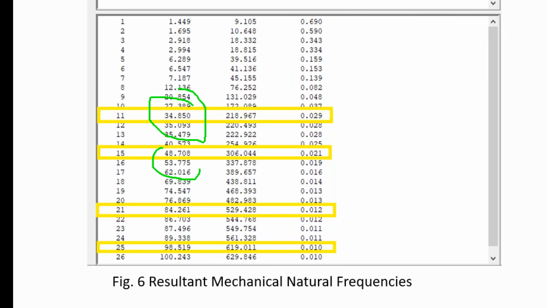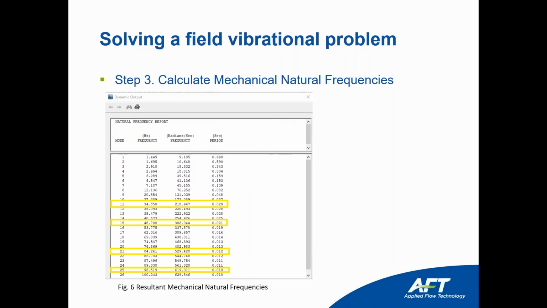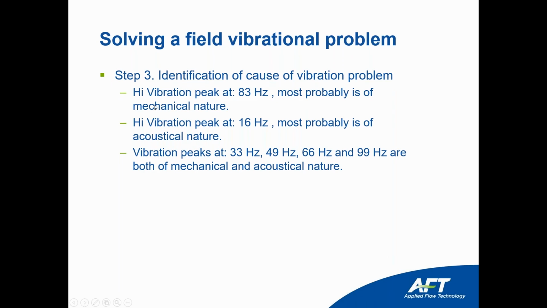So we calculate the mechanical frequencies using pipe stress programs. In this case, I use Caesar. So I built a model in Caesar, and I did a modal analysis. So now, in the modal analysis, we calculate the natural mechanical frequencies. And we see 33 hertz, 48 hertz, 84 hertz, and 99 hertz, 98.59 hertz. So now that we calculated the frequency, we come to a conclusion.